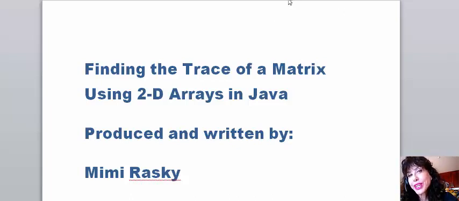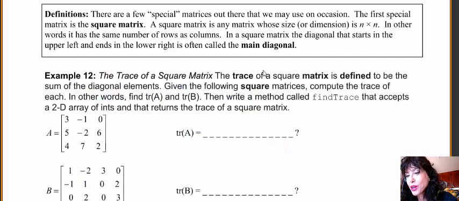We're going to finish up looking at matrices using 2D arrays in Java today, and we're going to do this by an example finding the trace of a matrix using 2D arrays. So if you look in your lecture notes, we first are going to go over some definitions here. There's a few special matrices out there that we may use on occasion. And if you take linear algebra, you'll find out a lot more of them.